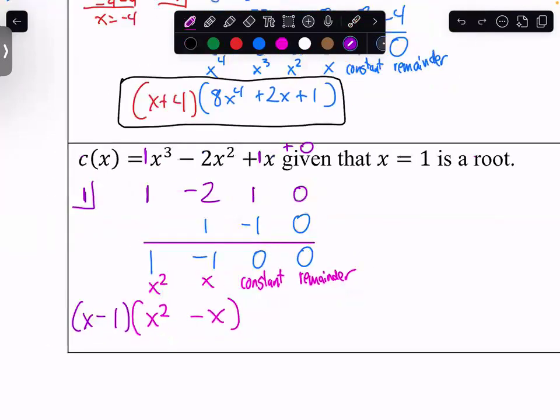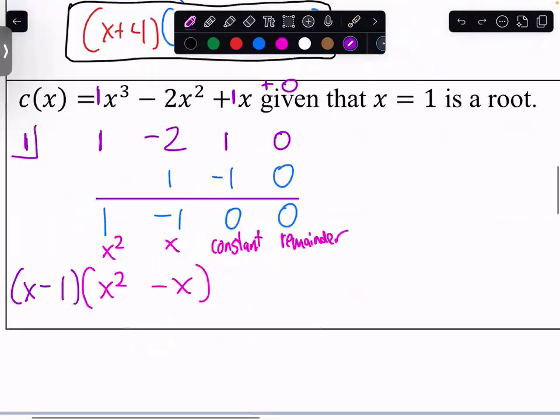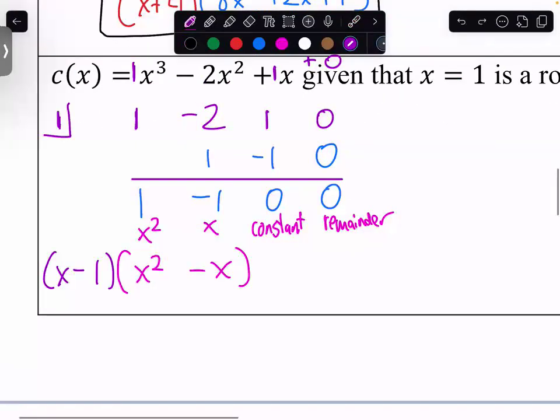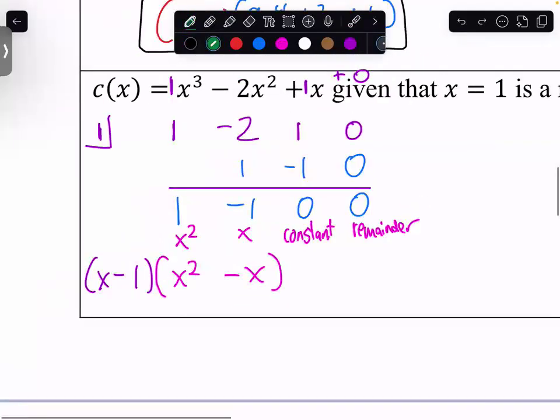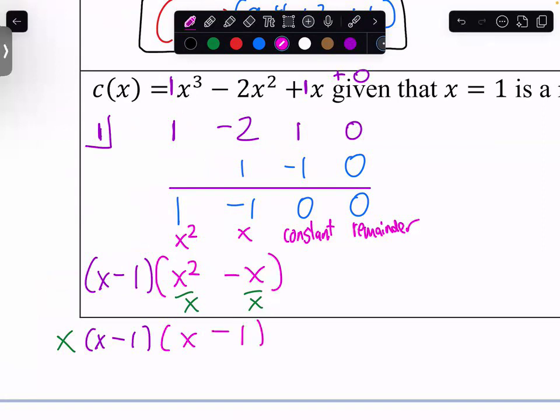Okay, so now for this problem, we can actually even factor a little bit further because x minus 1 is done. It's already 1x to the first power, but the x squared minus x has a GCF. It has a common factor of x. So we can pull that x all the way to the front. And that leaves x squared divided by x is x. Negative x divided by x is -1. So now we actually have identical parentheses. So we can further simplify it to x parentheses x minus 1 squared.